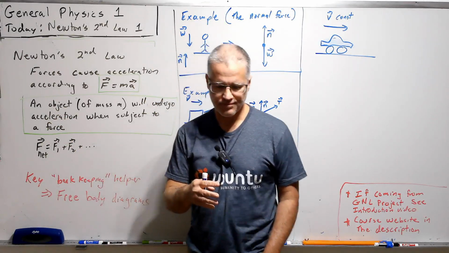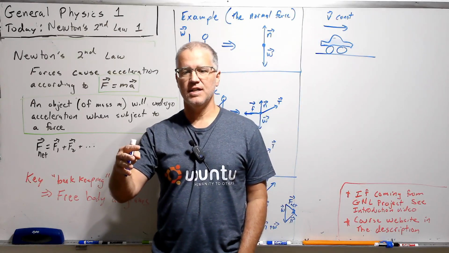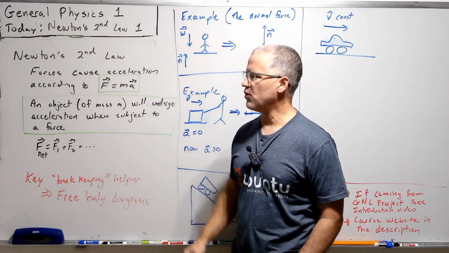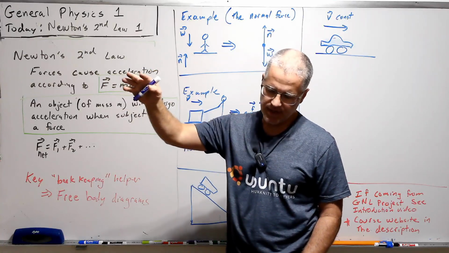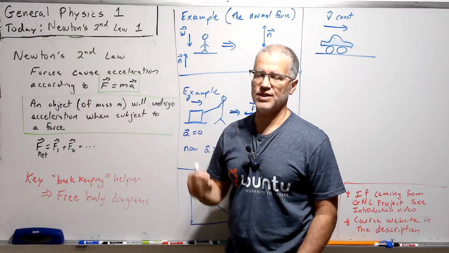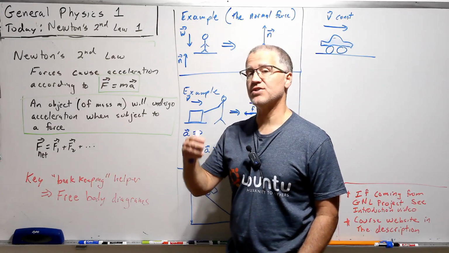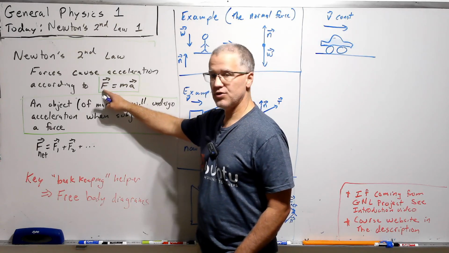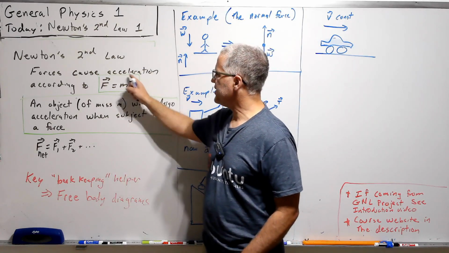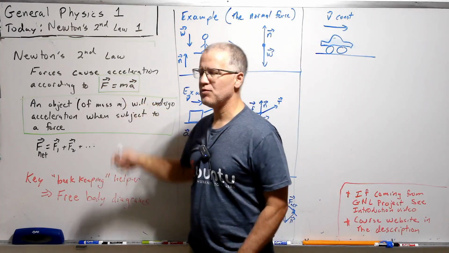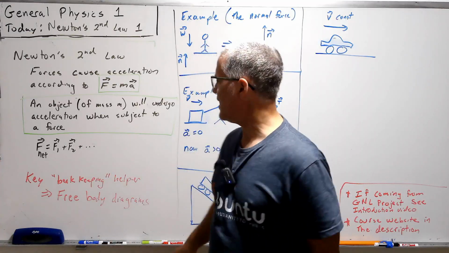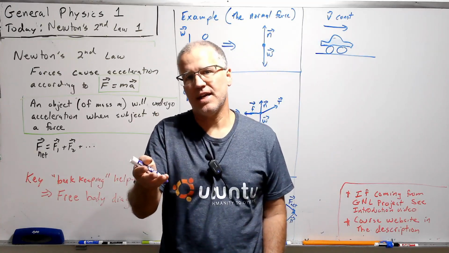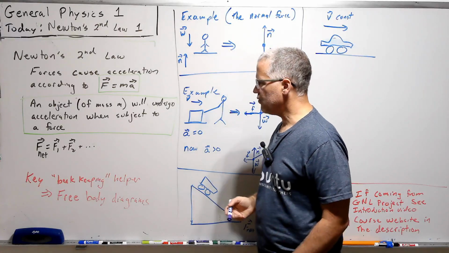This is coming off of Newton's first law, that in the absence of a net force, an object in uniform motion will stay in uniform motion. So the second law says that if we apply this force, it's going to cause an acceleration, and the second law tells us exactly how, according to F equals ma. When you say Newton's second law, people will immediately think F equals ma, and that's the mathematical expression. In words, an object that has mass will undergo an acceleration when subject to a force.